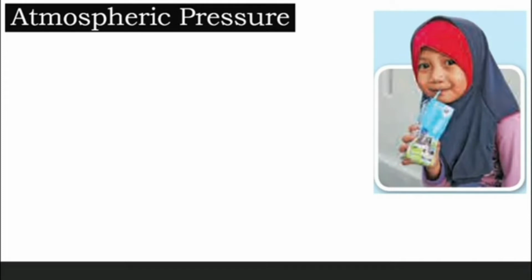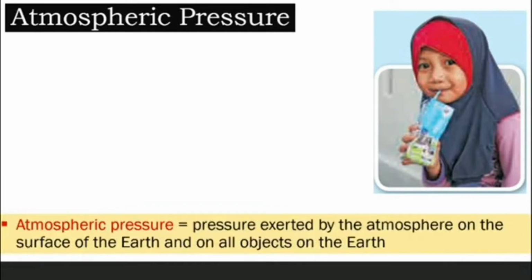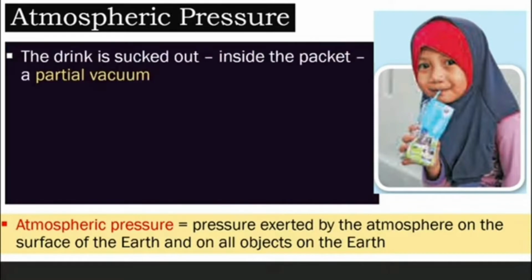When she sucks in the air inside the straw, she will create a low pressure inside the packet of milk. When inside the packet of milk is lower, what happened to the outside? The outside will be stronger. It will push the packet. That's why the packet looks shrunk. She did not squeeze it actually.